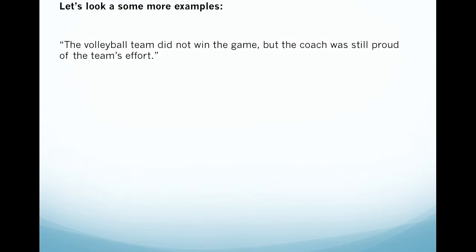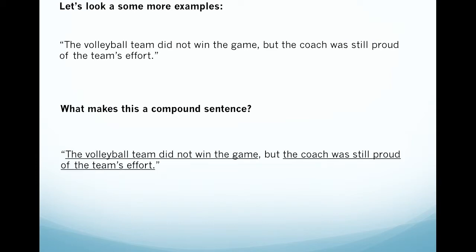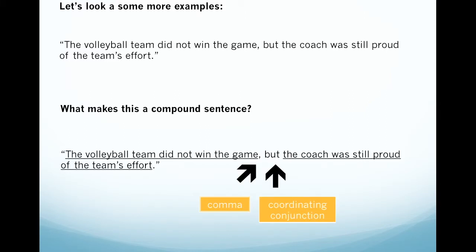Let's look at some more examples. The volleyball team did not win the game, but the coach was still proud of the team's effort. What makes this a compound sentence, you say? Well, the volleyball team did not win the game is the first complete sentence, and the coach was still proud of the team's effort is the second complete sentence. As we can see, we have the coordinating conjunction, but, and the comma to connect the two complete sentences.